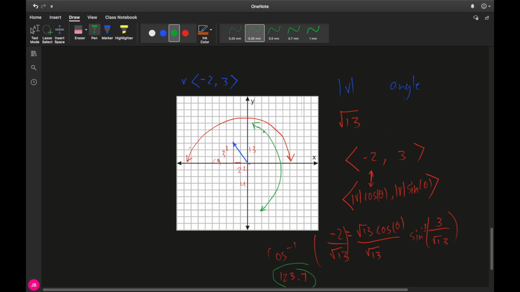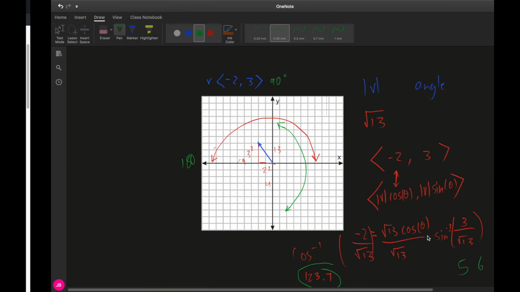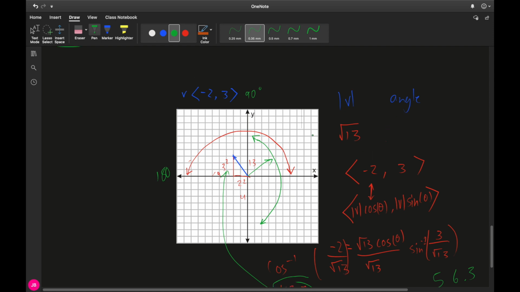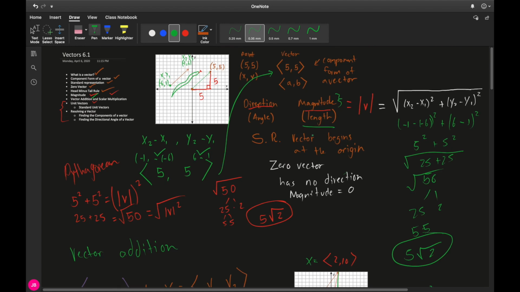Now you can also be sure because, like I said before, this is 90 degrees, this is 180. It would not make sense for this to be 56.3, because 56.3 would be right here. And so for that reason, this has to be 123.7. And with that, we have basically covered everything that you guys need to know about vectors. This is just a little quick introduction. Let me know if you guys have questions.